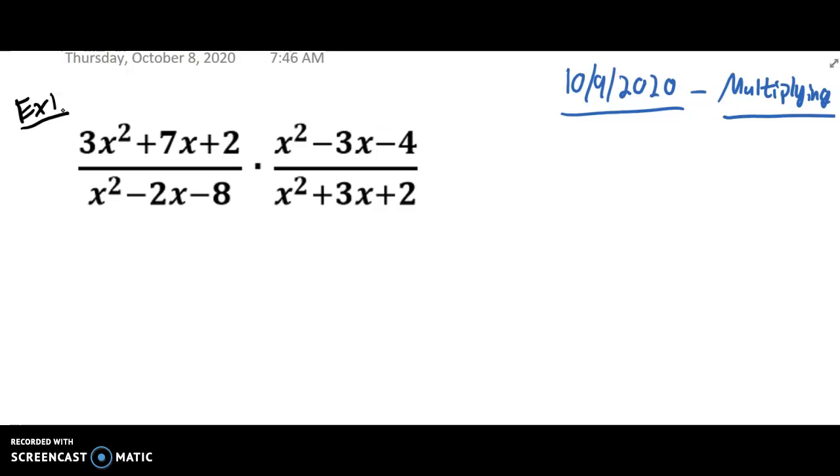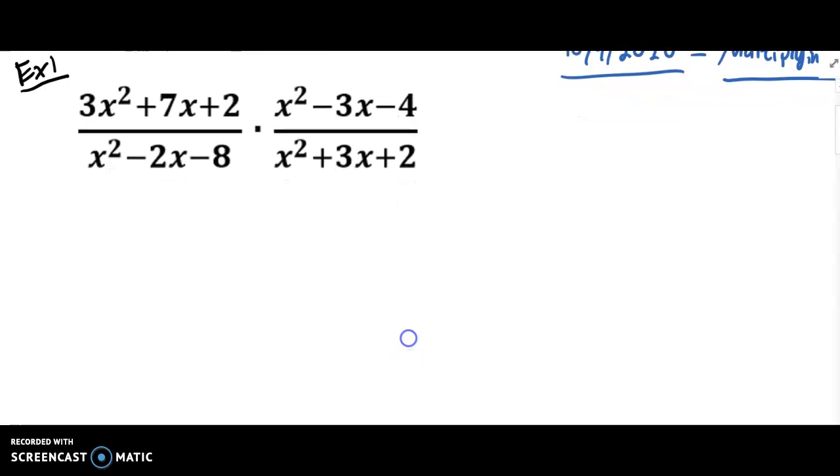Okay, so you should pause here and write this example down first. Pause wherever you need. You don't need to wait for me to say pause or anything. Okay, we're going to dive right in. The first thing we want to do is factor everything. Let's write that down. We're going to factor everything.